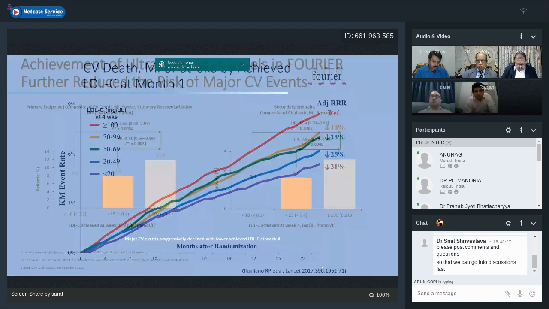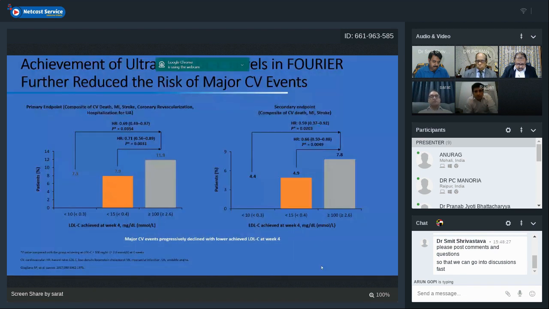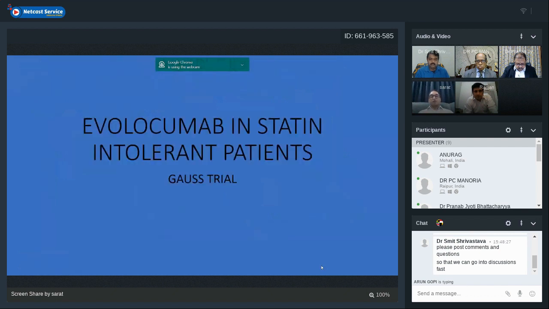And compared to those patients who developed lesser reduction and LDL is still remaining high, those patients who developed less than 50 milligrams of LDL, therefore, had greater benefit. Now, evolocumab in statin intolerant patients.